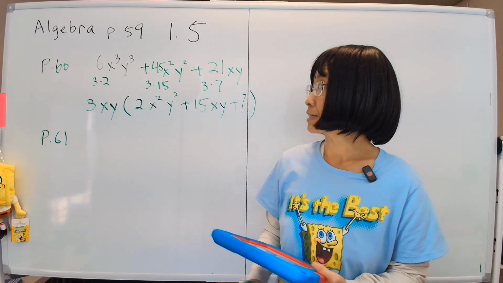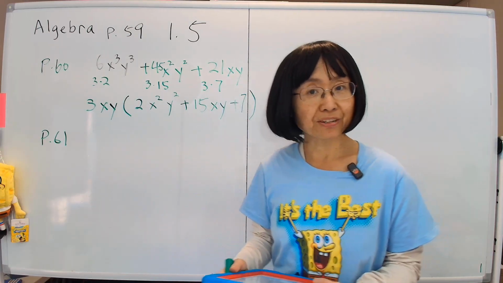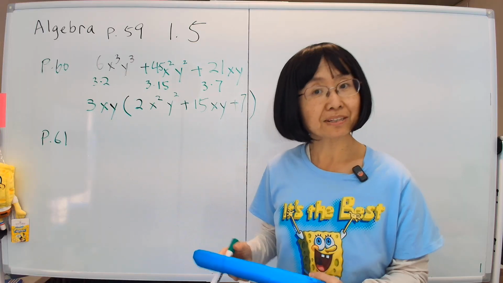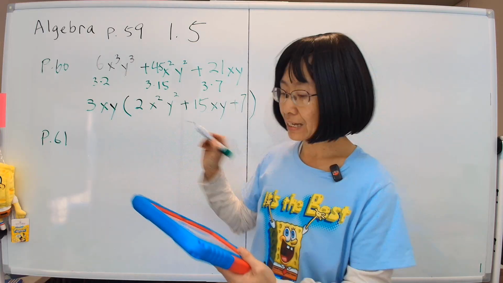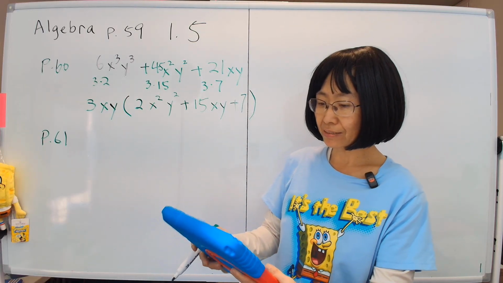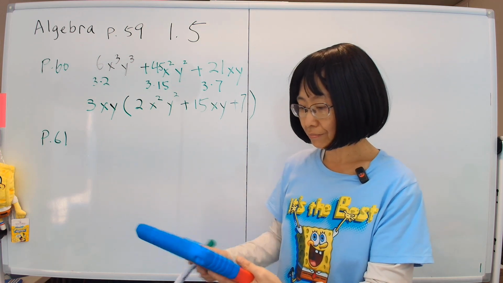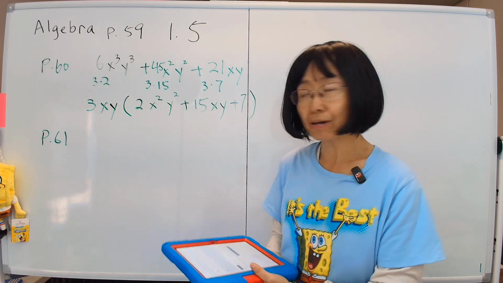So please do example 1, which is this thing, as part of your homework. Try to do it yourself without looking at the answer and see if you can reproduce the same effect. Now let's go to the next page, page 61, example 2, where we're going to factor something that has the highest power of 2.